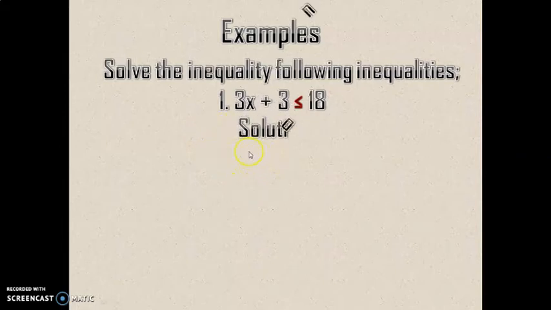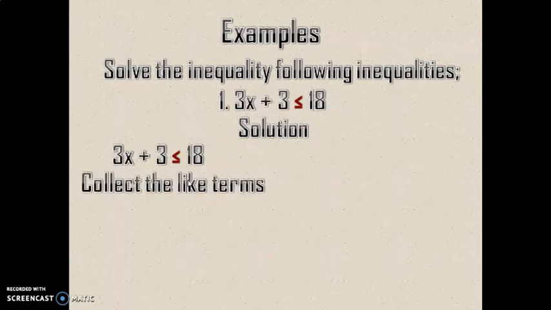Sometimes we are asked to solve the same inequality and at the same time represent the solution on a line graph or on a number line. I'm going to show you that also. So quickly, we have 3x plus 3 is less than or equal to 18. Good. What we are going to do here, the same way you solve a normal linear equation, that is how you are going to solve the inequality as well. So we are going to collect the like terms. I have a numeric term here, which is plus 3, and on the right hand side I have 18.